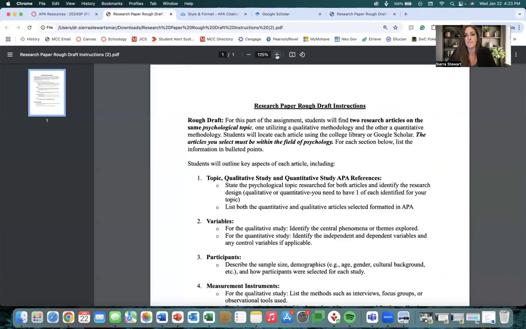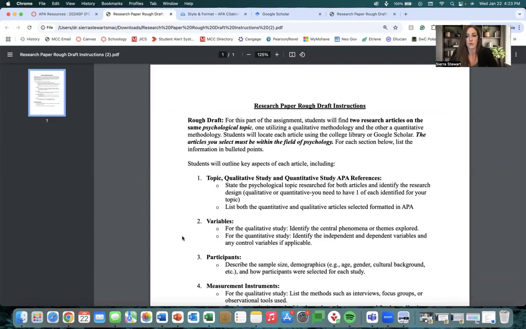So I'm going to zoom in a little bit. The purpose of this assignment, I should say, is for you to find two different research articles on the same psychological topic. And that's really, really key that you find a psychological topic. So make sure that whatever topic you select has to do with psychology. If you're not sure, send me an email or ask me, and I will be able to clarify if the topic you choose is psychological. So one of the studies that you find is going to look at qualitative research or some sort of qualitative methodology, and the other one is going to be using quantitative.